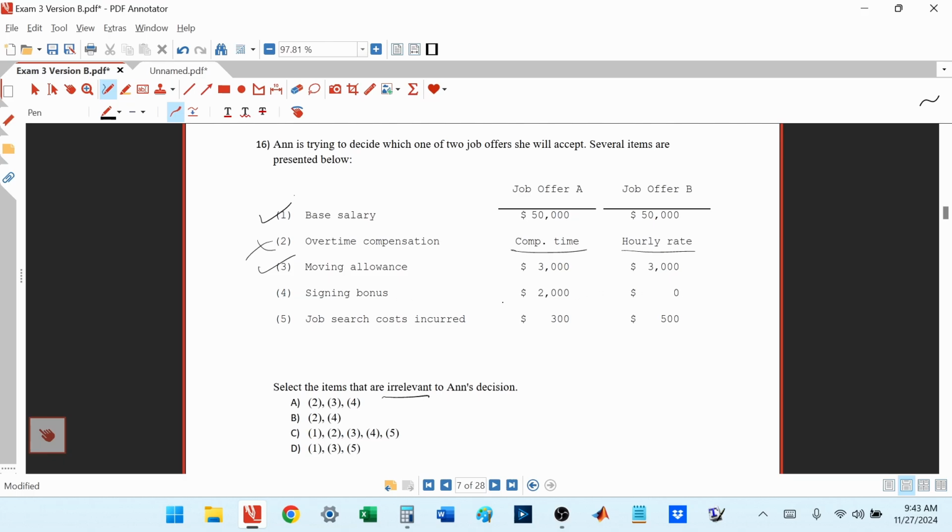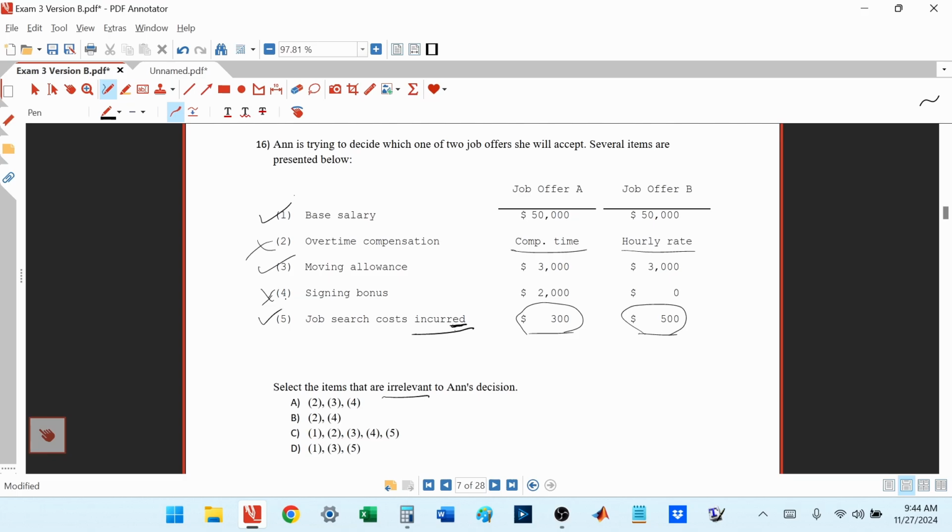Signing bonus is relevant because it differs. And job search costs incurred, you might think, well, it must be relevant because it differs between the alternatives. But it's still irrelevant. So to be irrelevant, it either has to not differ between the alternatives or it has to be sunk. And in this case, job search costs incurred, the word incurred, past tense, means it's sunk. We've already incurred $300 to search for job A and $500 to search for job B. So now that we're deciding between the two jobs, what we spent in the past to find job A or what we spent in the past to find job B is not relevant to our decision now because that stuff is sunk. Whether we choose A or B, we still have spent those amount of money, $800 total.